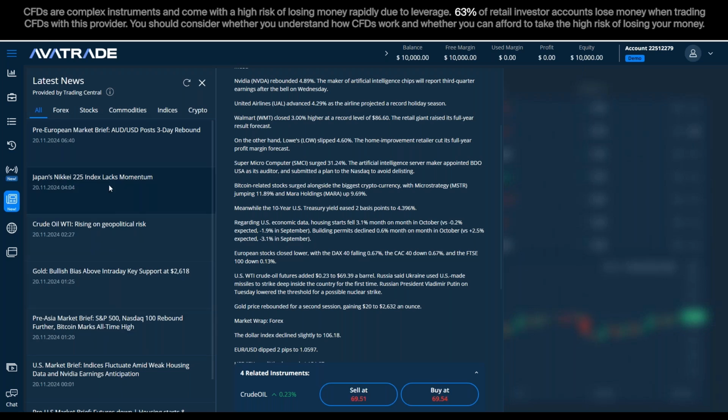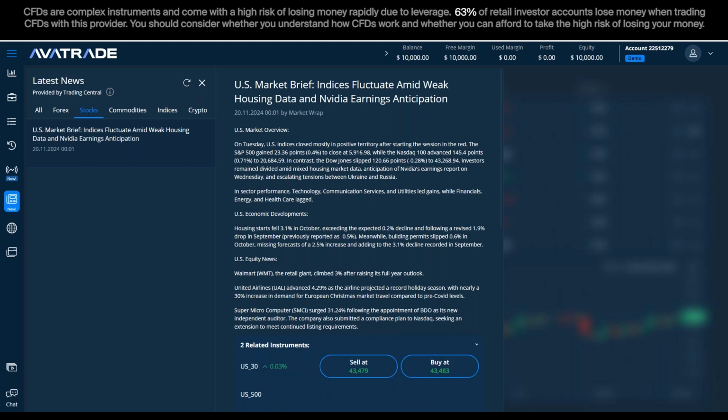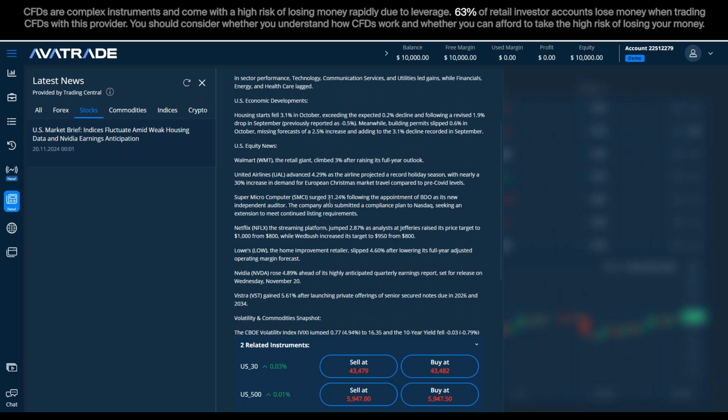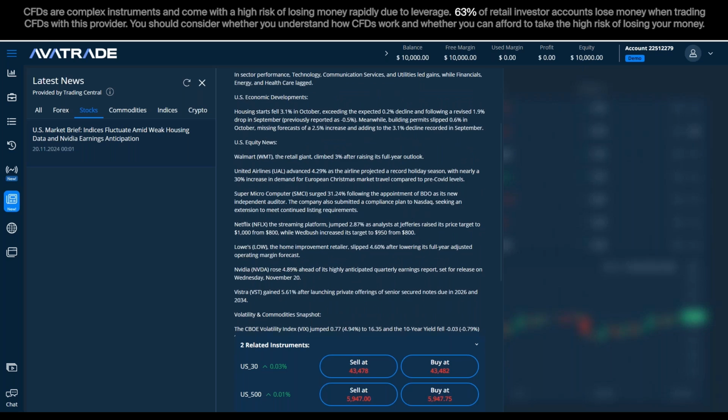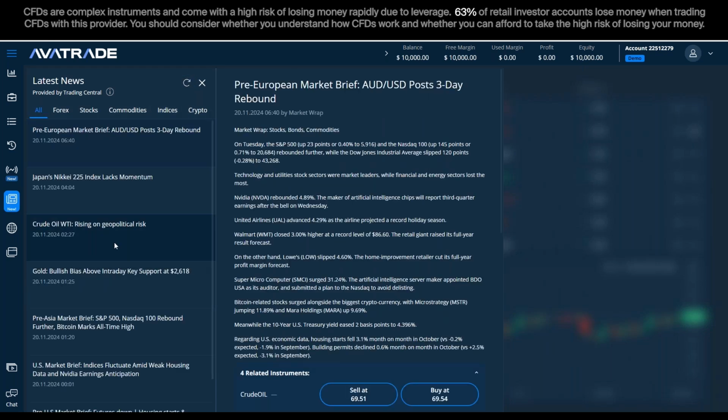So for instance, I'm a big fan of stocks, and I would like to know what happens. Okay, we have some US market brief that indices fluctuate and midweek housing data for NVIDIA earnings anticipation. We can also go through here and see that this might have an impact on Dow Jones, and S&P. Okay, all right, so we get the idea here. I can also refresh or maybe go to general. All right, let's keep going down. This is self-explanatory, so I don't want to delay about it too much.